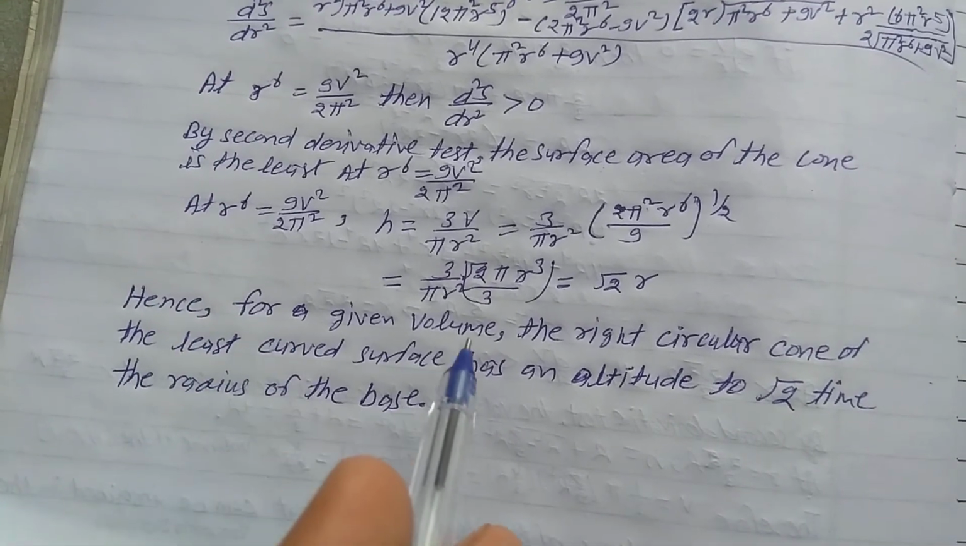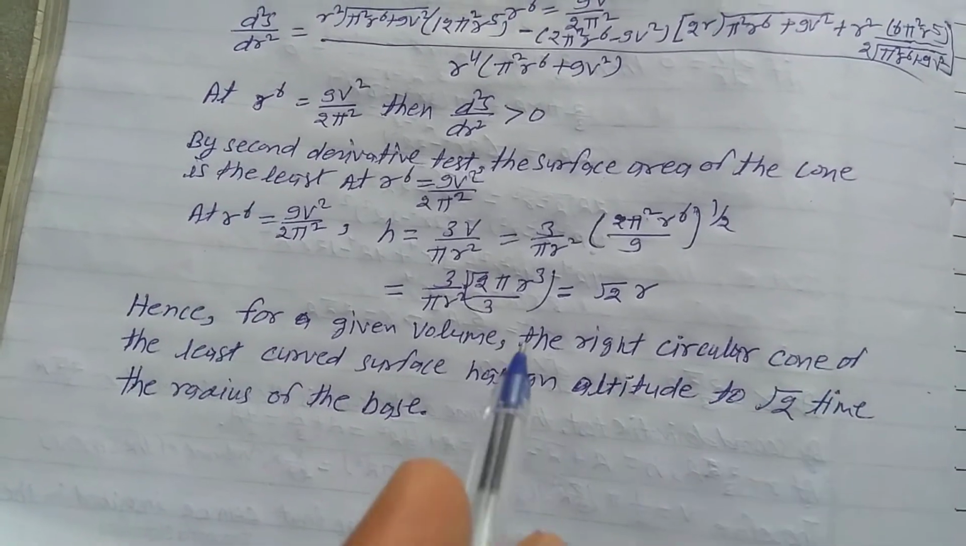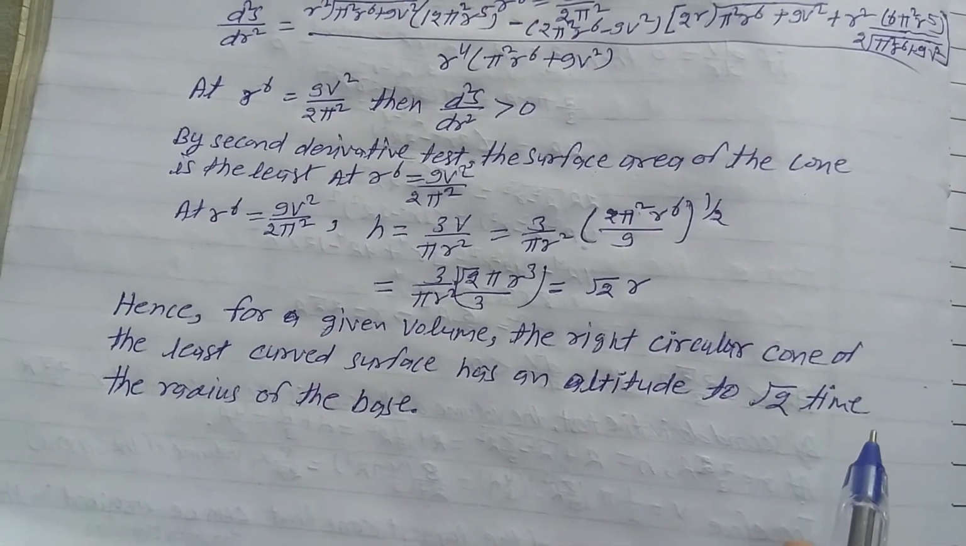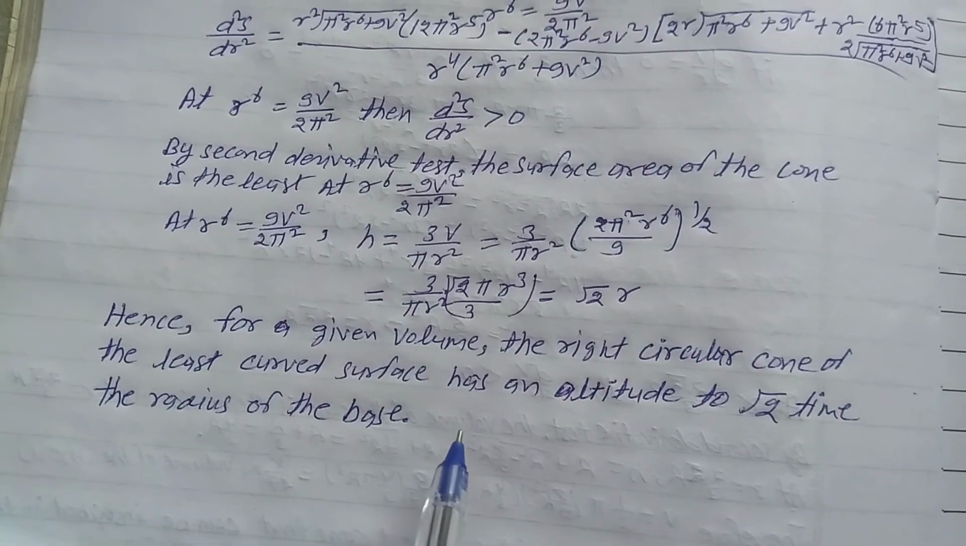Hence, for the given volume, the right circular cone of the least curved surface has the altitude root 2 times the radius of the base. That is the solution.